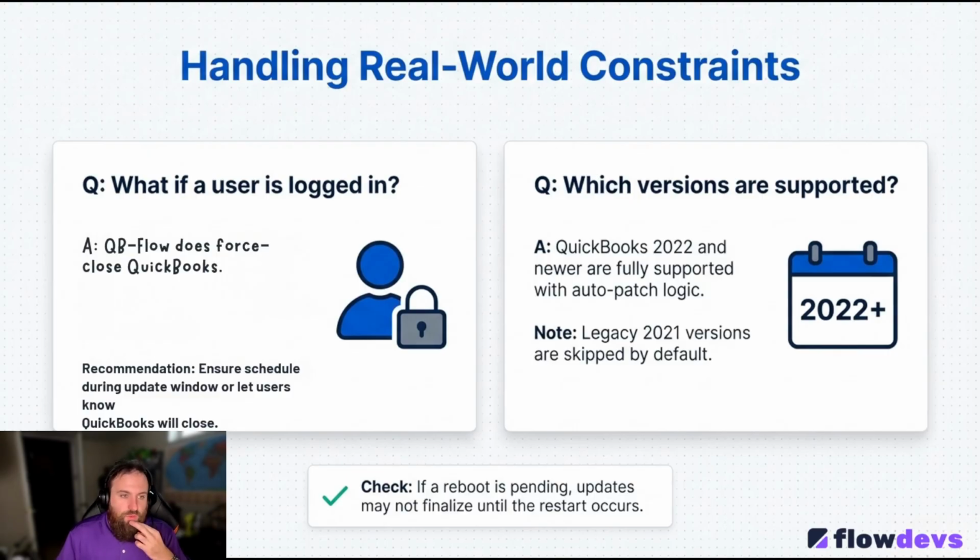So, handling real world constraints. What if a user does log in? I actually tested this today. QB Flow doesn't force close QuickBooks, but it does come up with some pop-ups as you're running it. So we recommend that you still run it at night, or tell your users, hey, we're going to run this update, and it's possible that QuickBooks could close. I believe that's only if there's a major version available, and there wasn't one when I tested this morning. But we still recommend telling people to run it after hours or letting your users know.